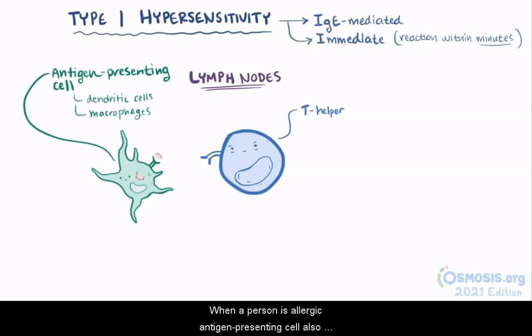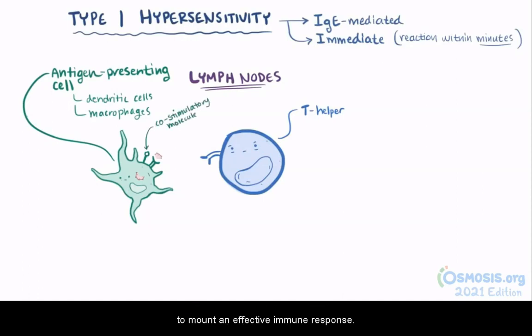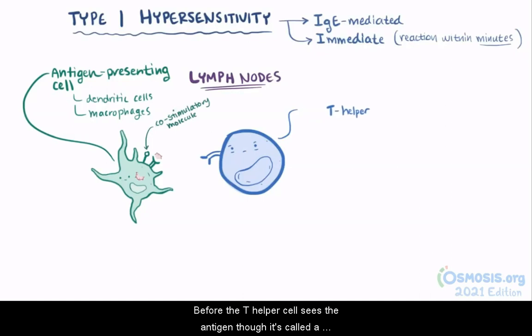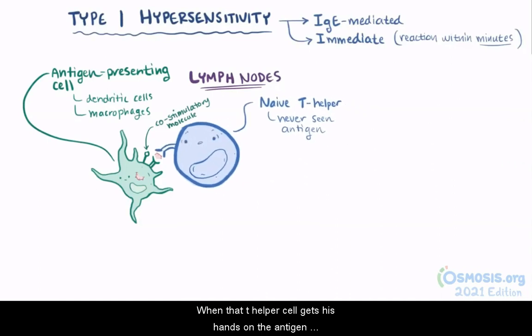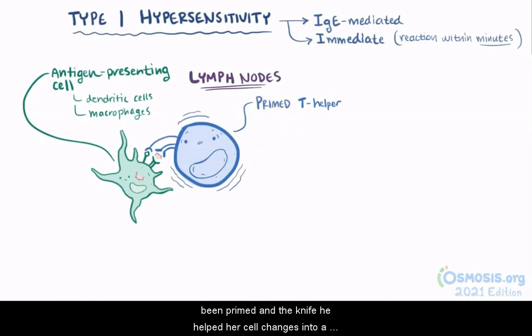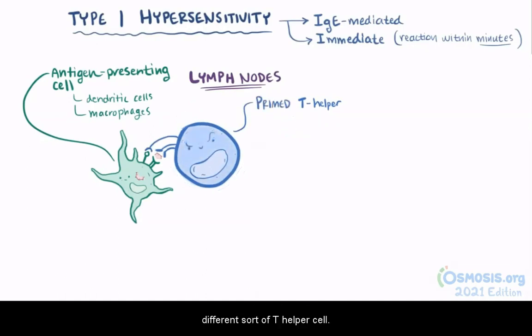When the person's allergic, the antigen-presenting cell will also express co-stimulatory molecules, which are needed to mount an effective immune response. Before the T helper cell sees the antigen, though, it's called a naive T helper cell, since even though it's built to recognize the antigen, it hasn't actually seen it before. When that T helper cell gets its hands on the antigen, though, and also binds the co-stimulatory molecule, it's now been primed, and the naive T helper cell changes into a different sort of T helper cell. Usually in type 1 hypersensitivity, it differentiates into a type 2 T helper cell, or just Th2 cell.